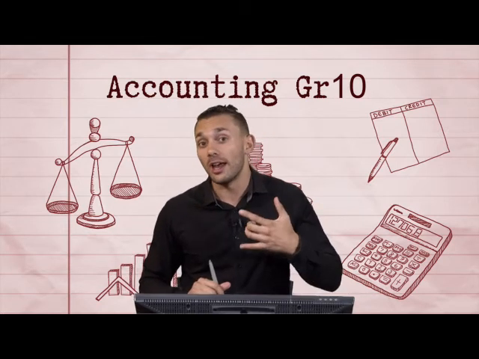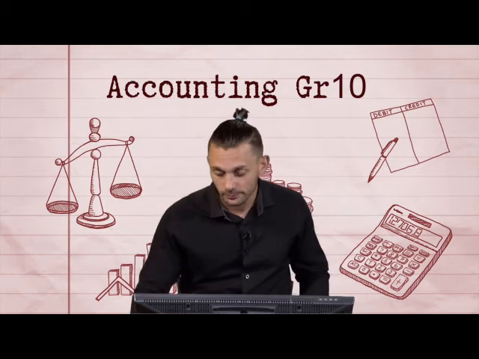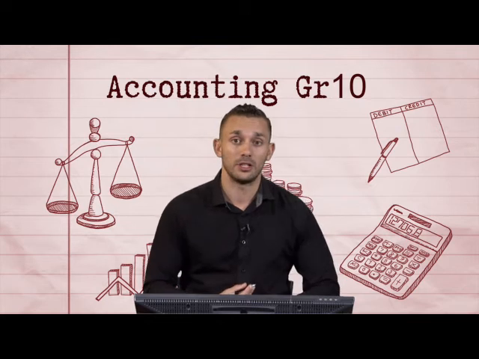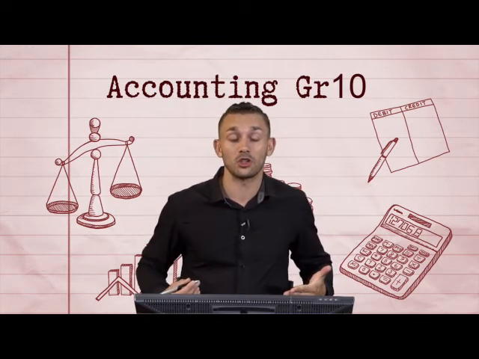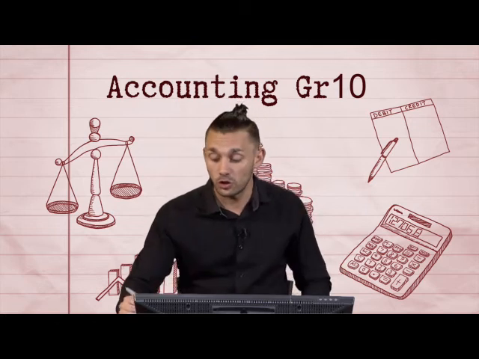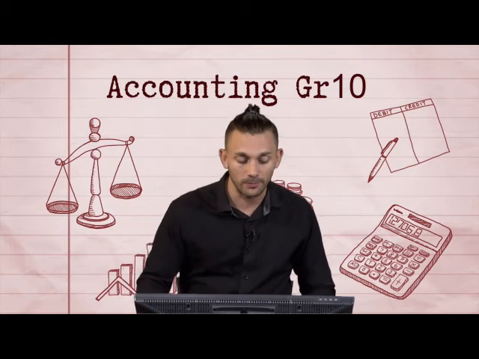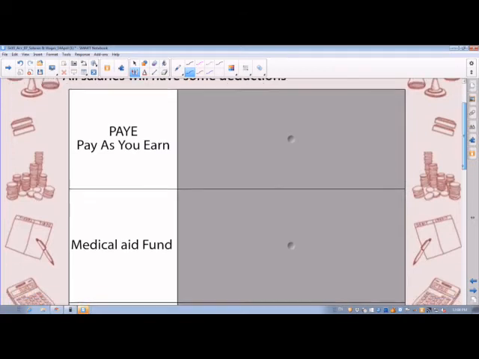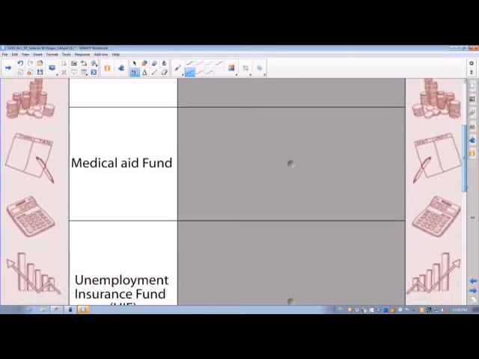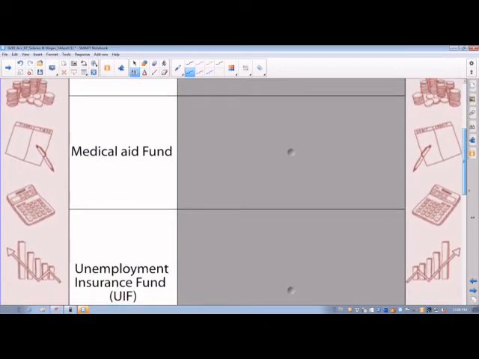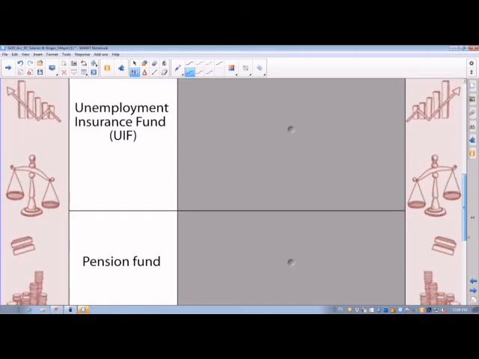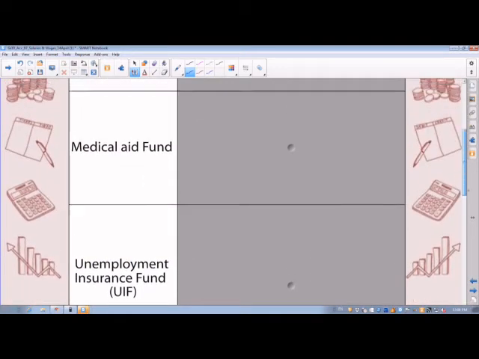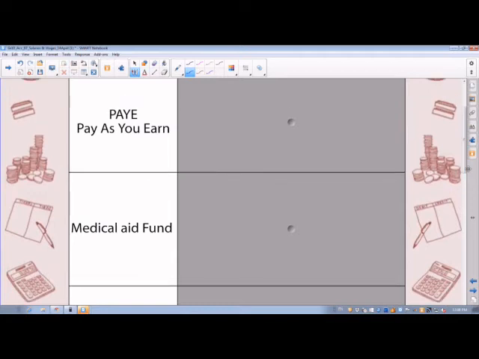But let's go on and look at deductions now. All salaries will have some deductions. Now I'm going to quickly read the deductions for you, and then I will give you 1 minute to think about them and answer the question. So, all salaries will have some deductions. What deductions will we have? We'll have pay as you earn as one. We'll have medical aid fund. We'll have the Unemployment Insurance Fund, which is UIF. We'll have another one called the pension fund. And those are the 4 main deductions that I want to quickly leave you with. Hopefully you'll get all 4 correct. See you in a minute.